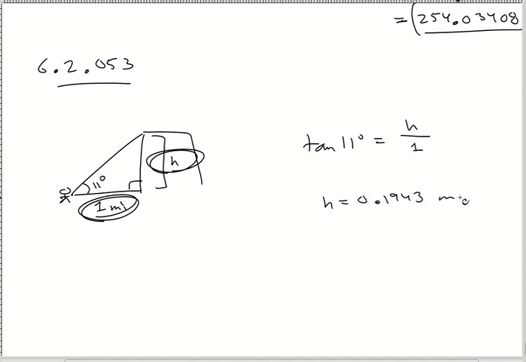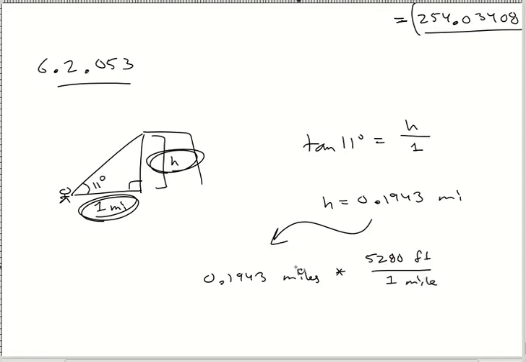0.1943, and that's miles. But that's not what WebAssign wants. Apparently they want feet. So how do I convert over to feet? So 0.1943 miles. Well, I know that there's 5280 feet in each 1 mile. And notice that my miles are going to cancel out, leaving feet. So I multiply those, and I got 1026.32 feet. Just like that. Okay.